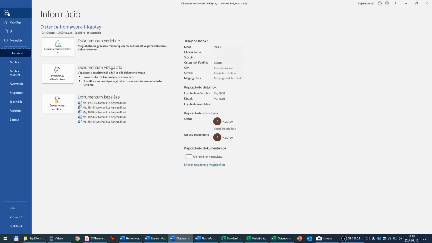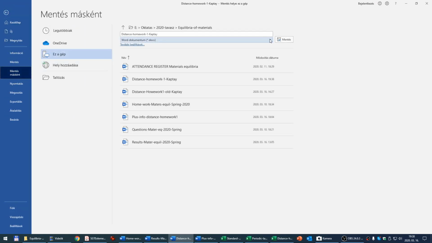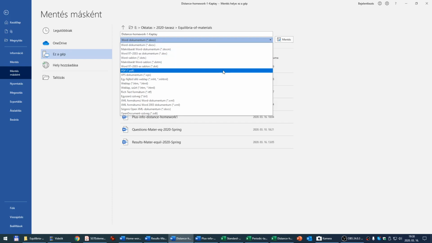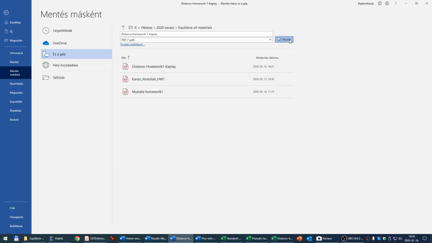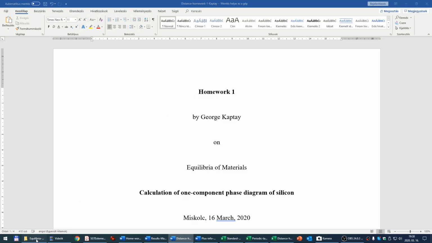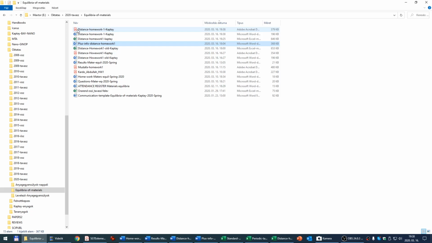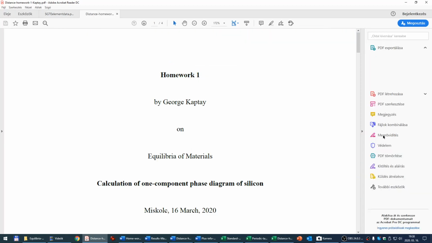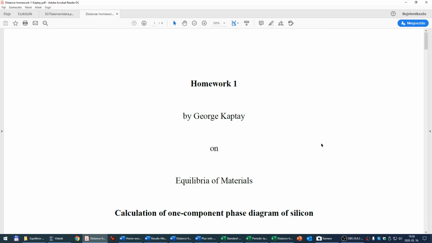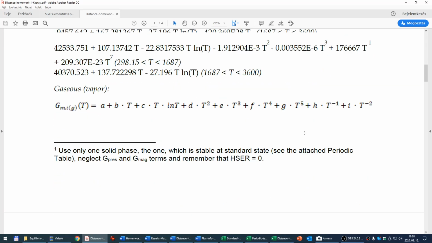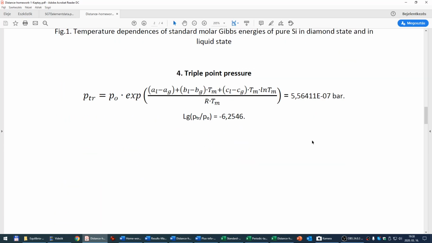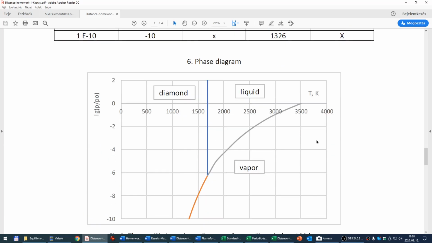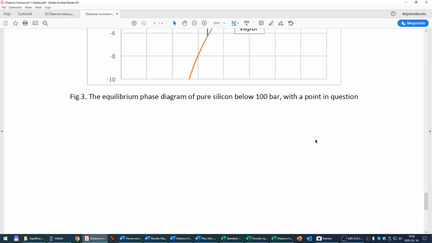Save as a PDF file. Okay, saved. Look if you have it. Yes, you have it. Check again if the PDF file contains what you want. Yes, yes, yes. And yes, yes, yes. And now I am happy.